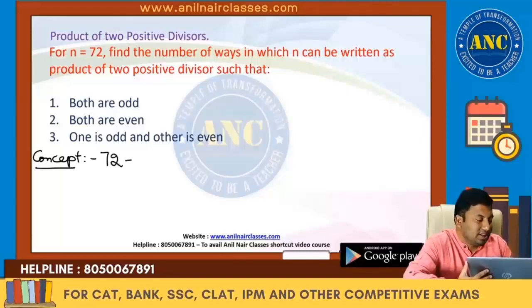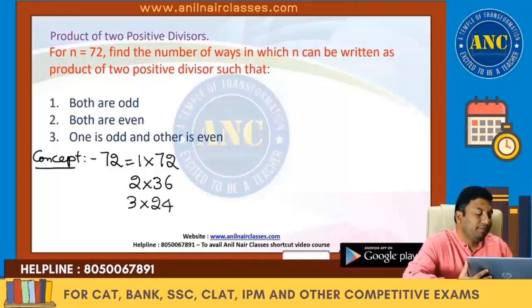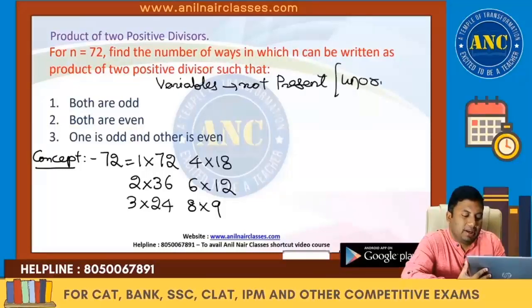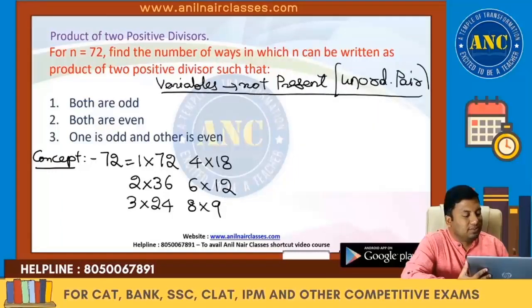72. 72 can be written as 1 into 72, 2 into 36, 3 into 24, 4 into 18, 6 into 12, 8 into 9. First thing, variables are not present. If variables are not present, this case is an unordered pair case. This is the first observation.